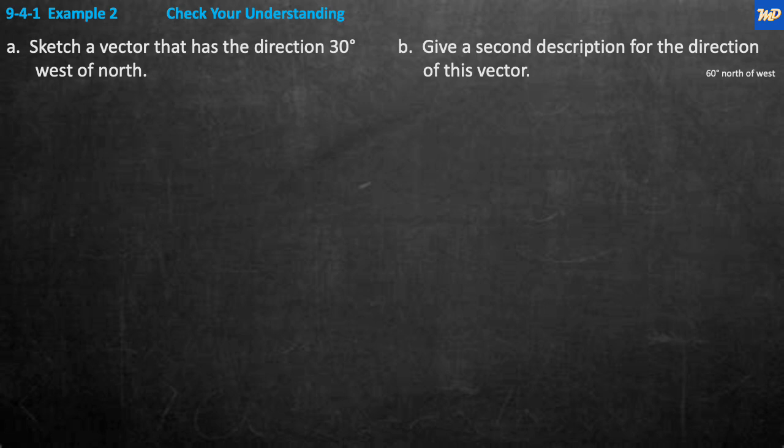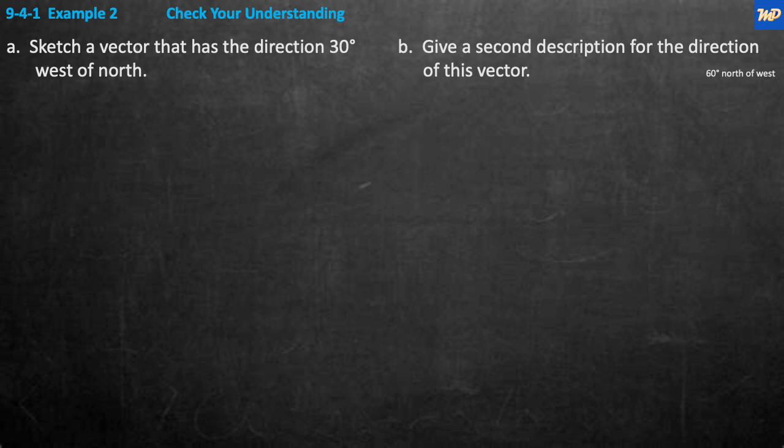Sketch a vector that has the direction 30 degrees west of north. Okay, let's check your understanding here. And it says, give a second description for the direction of this vector. So go ahead and take time and sketch this yourself and see what you can come up with. We're going to sketch a vector whose direction is 30 degrees west of north, and then name it differently, which is what they want in B. So when you get back, we'll do them together.